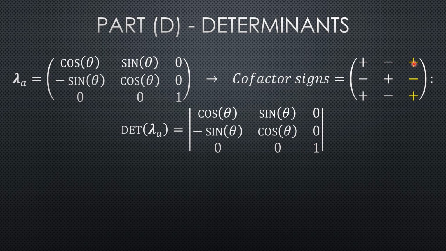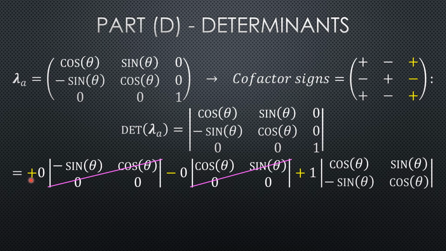So we're going to use plus, minus, plus as our cofactor signs. So we have our plus, minus, plus structure. Good to go. Then our subdeterminants. Well, we're going to have to cross out this column and this row, leaving us with these 4 elements. That's what we see here.